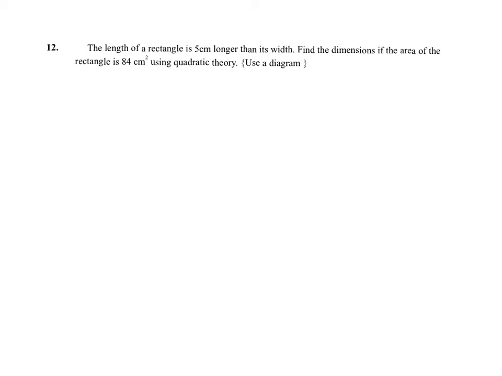The length of a rectangle is 5 centimeters longer than its width. Okay, so we do know we have a rectangle. So what is given? Length is 5 centimeters longer than width. So width is unknown, so we're going to label that x. And the length is 5 centimeters more than width, which is x plus 5.